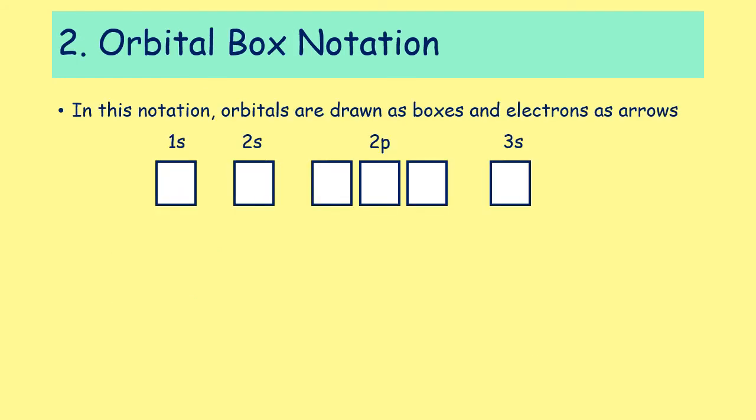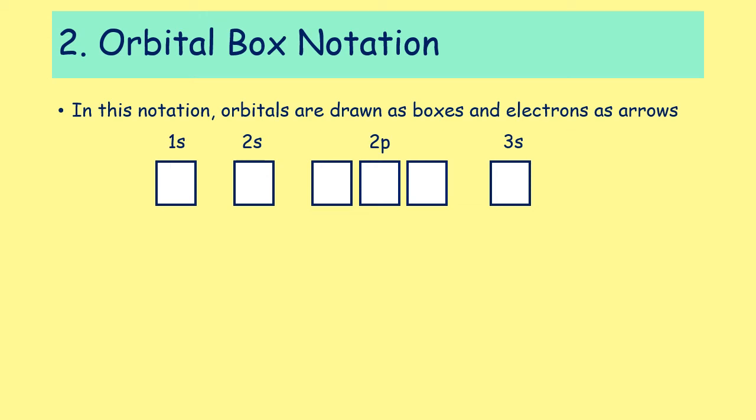So orbital box notation is a more common way, it's an easier way to visualize what's going on in terms of electrons and where they are. And in this notation, you have to pay attention not just to the Aufbau principle, but also to Hund's rule and the Pauli exclusion principle. Spectroscopic notation really only concerns itself with the Aufbau principle, making sure you get the orbitals in order. In orbital box notation, you've got to show the electrons and deal with where they are in our degenerate orbitals.